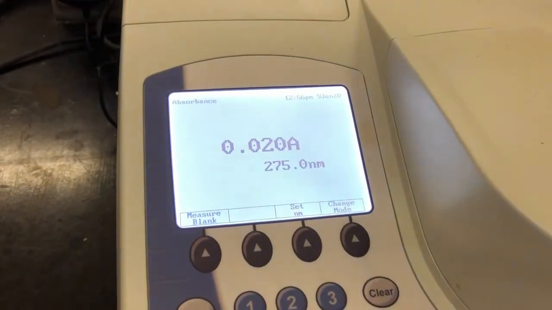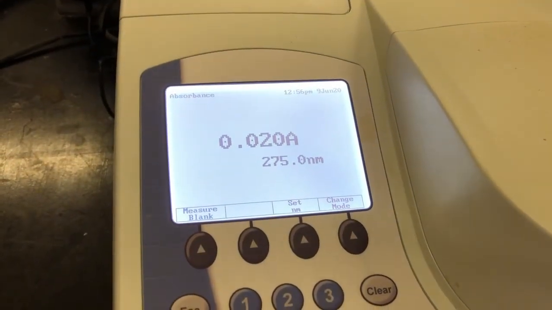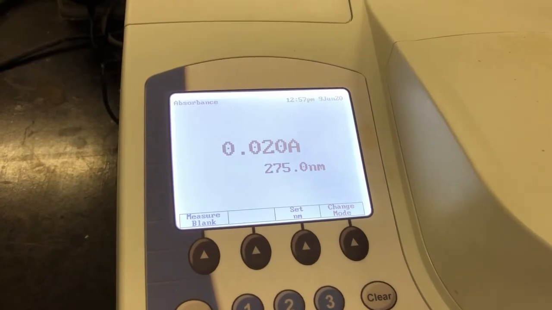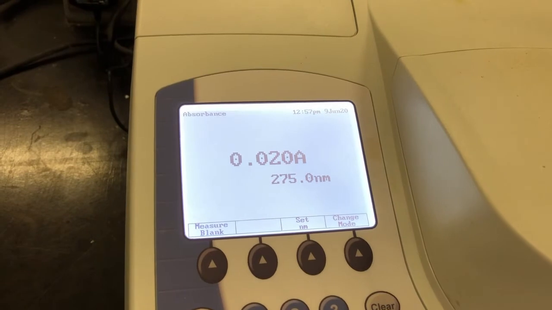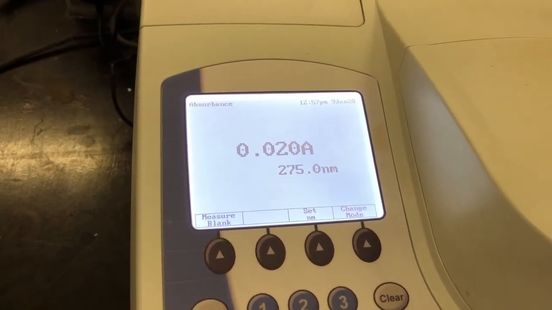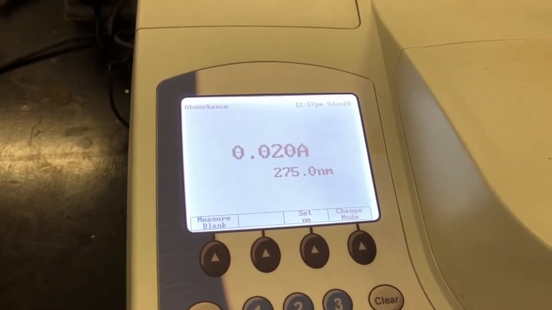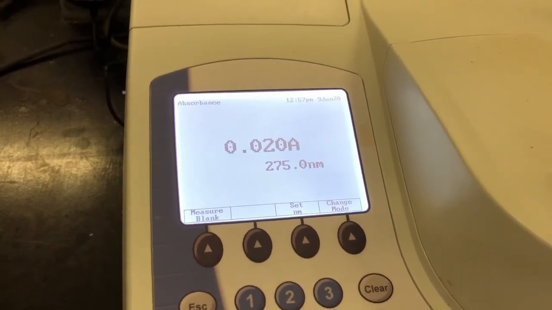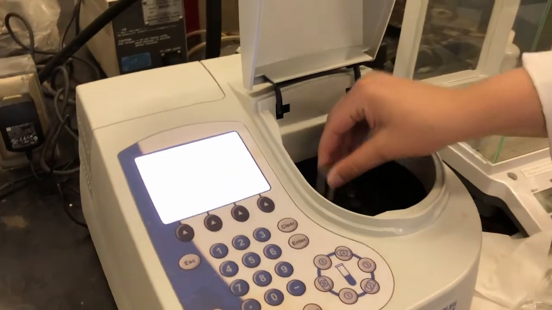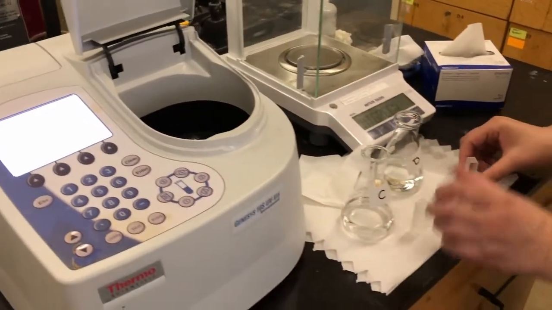So you can see at 275, we're getting a little bit of a higher value here than we got for the standards. And that's to be expected because sometimes in the samples, you would expect to have more organic matter than you get in a prepared standard solution that is made up with distilled water. So we'll record that for sample C. And now we'll do sample D.